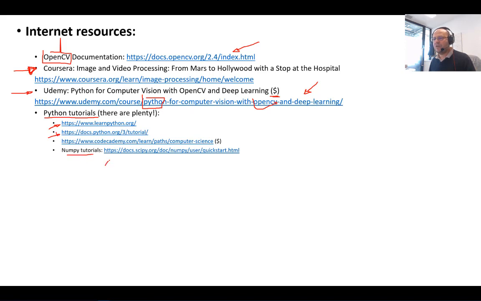NumPy is a Python library for manipulating matrices, where you manipulate a matrix in the same way that we do in MATLAB. So it simplifies quite a bit.